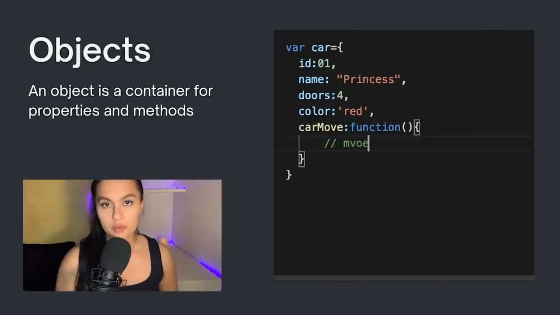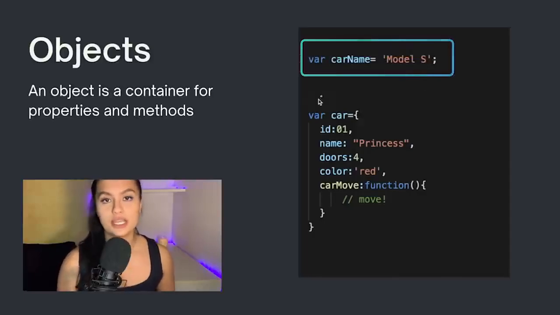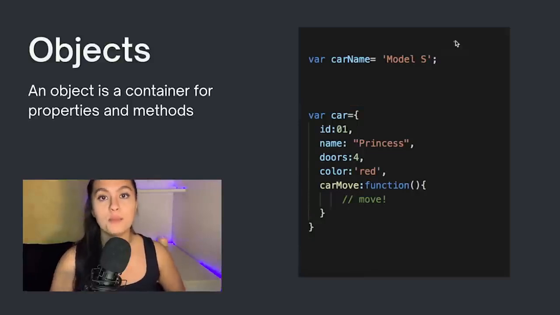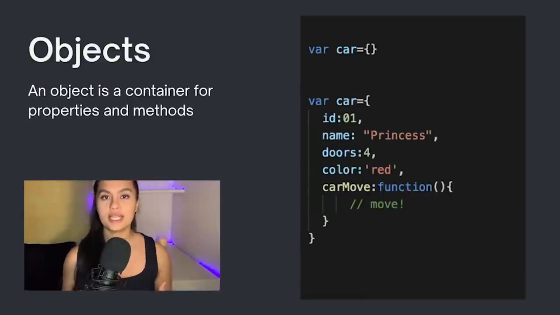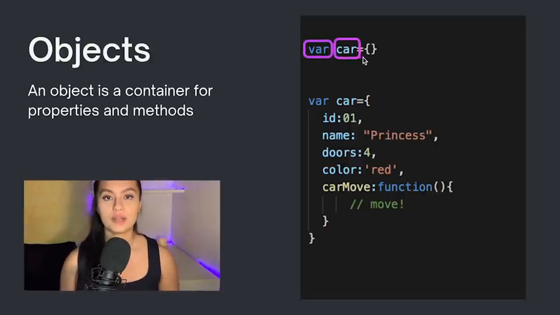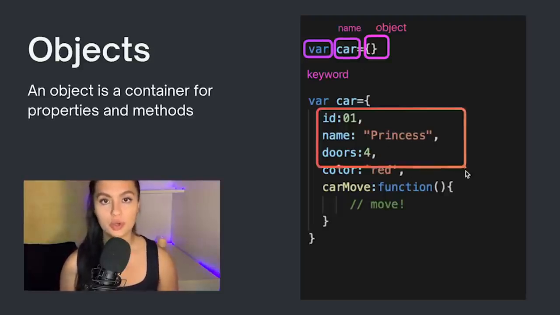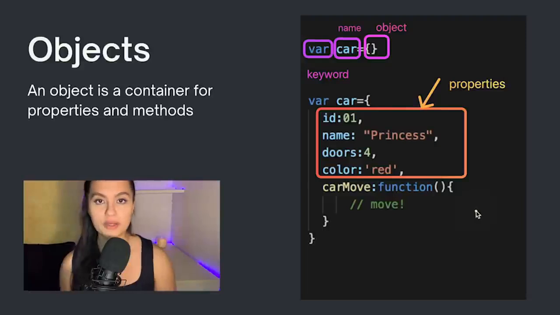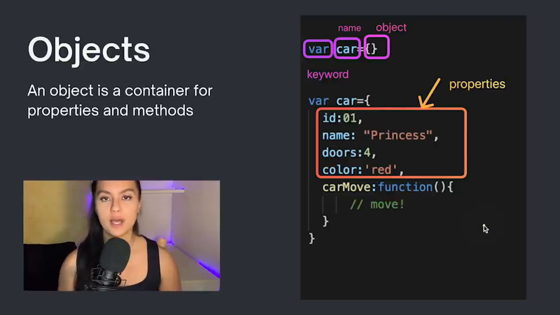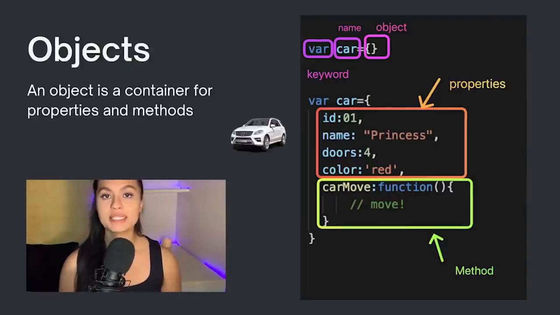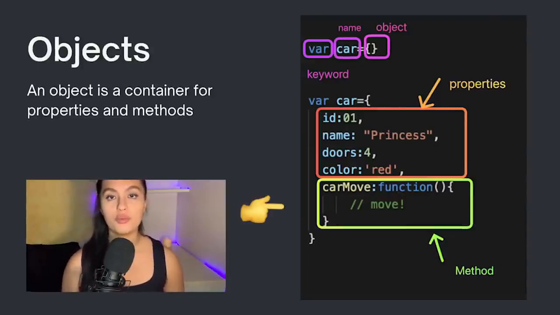Now, we've just looked at variables, and we have learned that variables are containers storing data values. Objects are also containers, but objects contain multiple values. So let's have a look at the syntax of an object. You use the var keyword just like a variable. You then declare the object's name, and then you open two curly brackets, and inside the curly brackets, you store all the information that you want to store, which are in name value pairs. Those are called properties, and then you have methods. Methods are actions that can be performed by the object, and in the example of the car, the method could make the car move, brake, and stop.